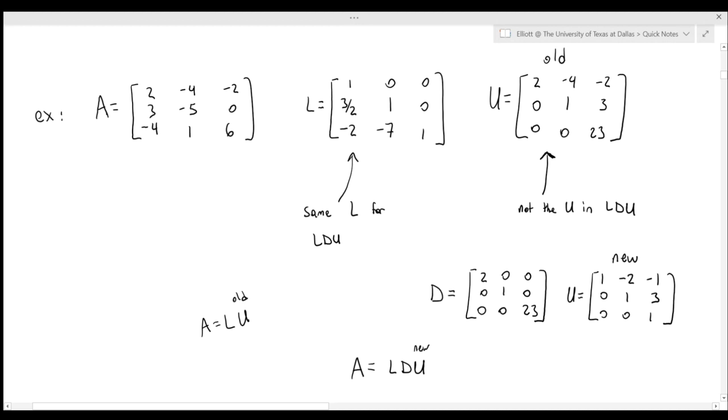All right. So that's pretty much all there is to it for the LDU decomposition. Or at least that's all that I'm going to say about it. So do you guys have any questions about that?